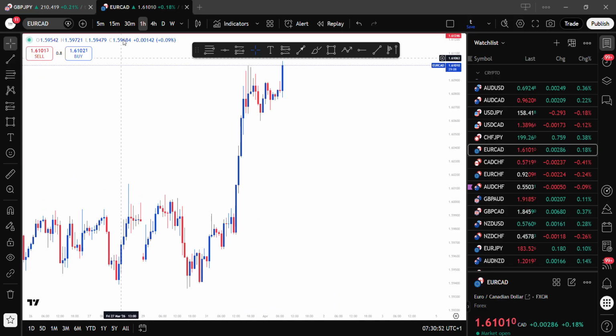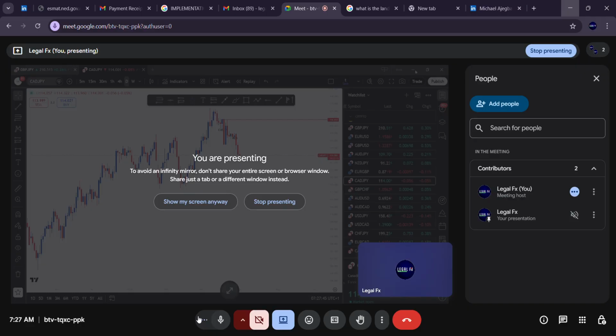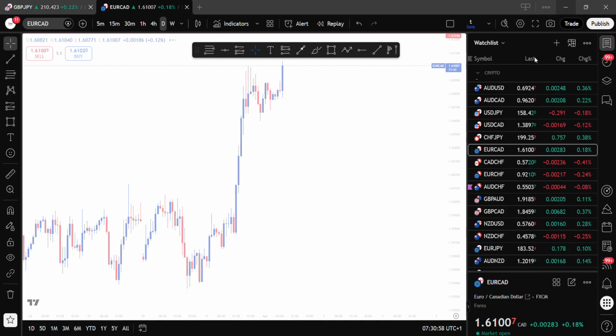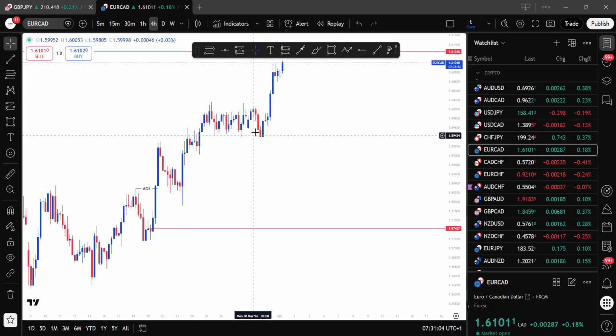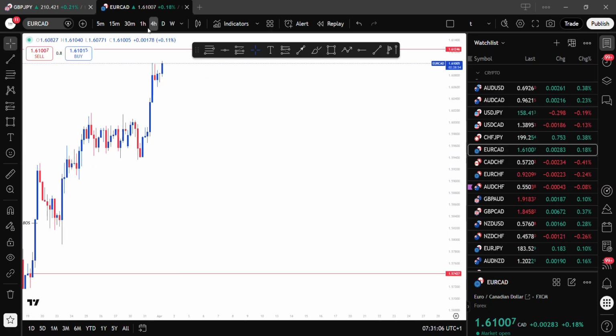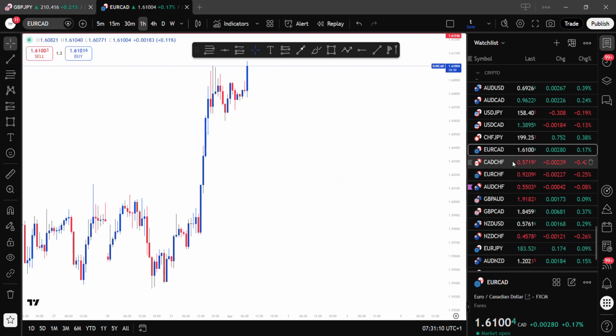On Euro CAD, on daily time frame, you can see market has been buying the whole time to buy to this point and a sell will start happening. On 4 hours, more buys are happening, but there's no entry for now. On 1 hour as well, more buys are happening, but there's no entry.